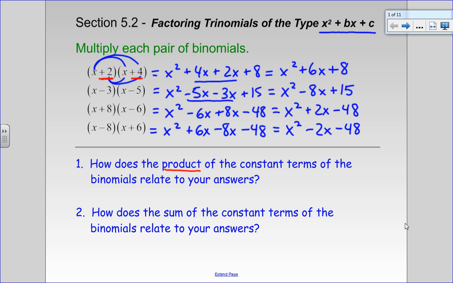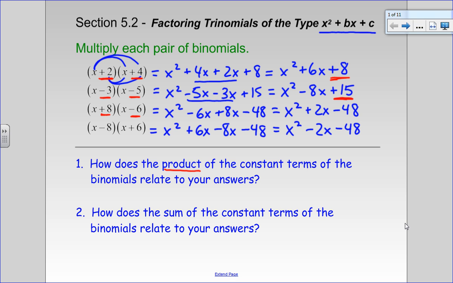First case, we have 2 and 4 as the constant terms of our binomials. Remember, constant terms are the terms that don't contain variables. The product of 2 and 4 is 8. And notice that that shows up in the trinomial right at the end of the answer as the constant term in the trinomial. You can see this is true for all 4 examples. The product of the 2 constants in the binomials, negative 3 and negative 5, gives us the constant term of the trinomial, positive 15.